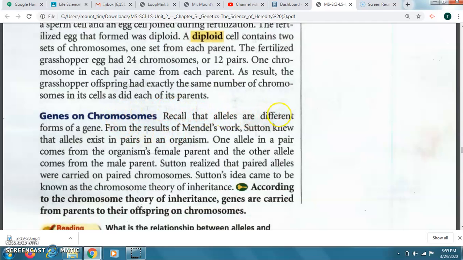Recall that alleles are different forms of a gene. From the results of Mendel's work, Sutton knew that alleles exist in pairs in an organism. One allele in a pair comes from the organism's female parent, and the other allele comes from the male parent. Sutton realized that paired alleles were carried on paired chromosomes. Sutton's idea came to be known as the chromosome theory of inheritance.